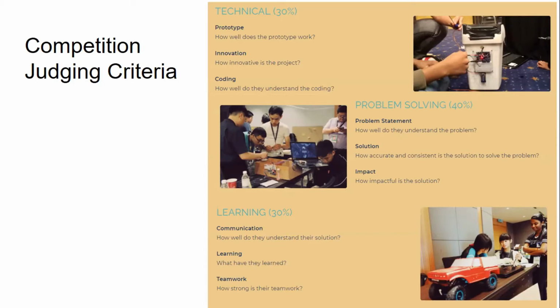And the last one, the learning part. Okay, the communication. Within the teamwork, how well they understand each other and the solution. Not only one student understands, but all of them can explain the project well. Learning, what the students have learned. Throughout the video, the judge will see this. They will see, and then the teamwork. Okay, the team criteria.